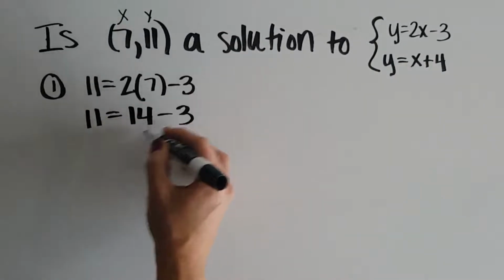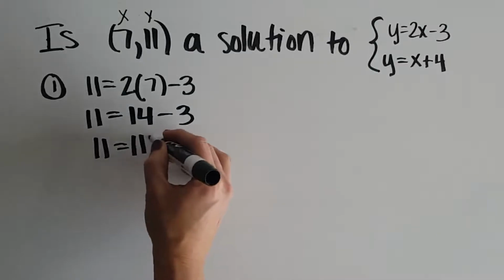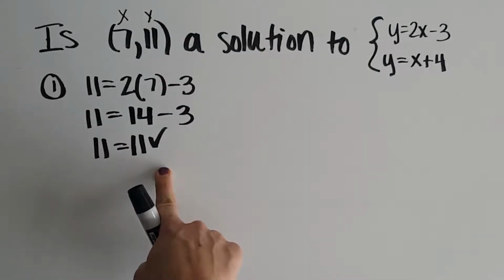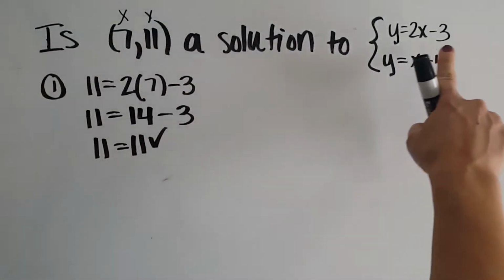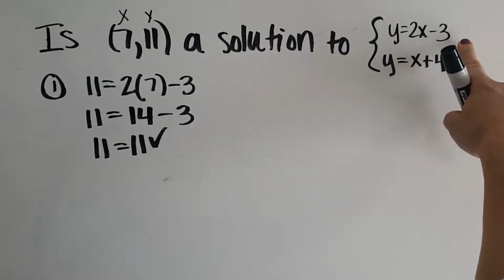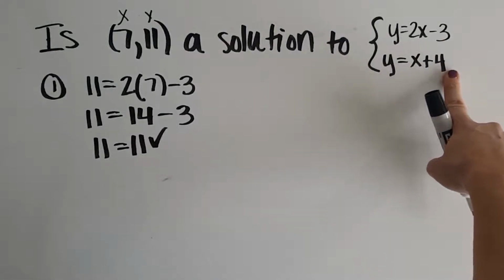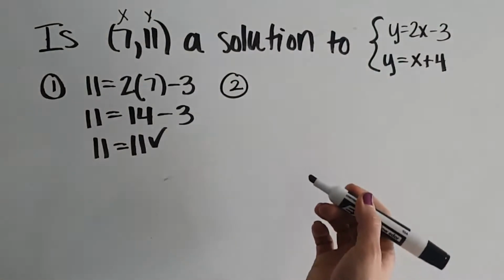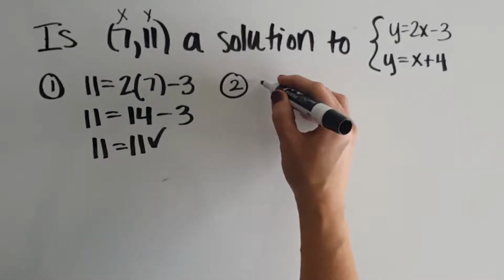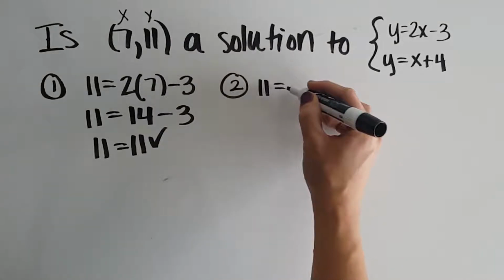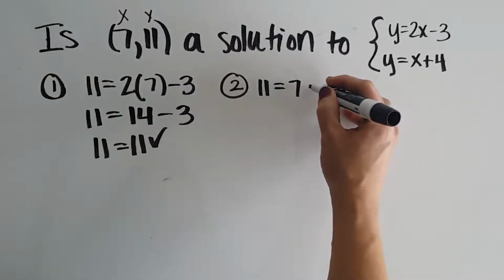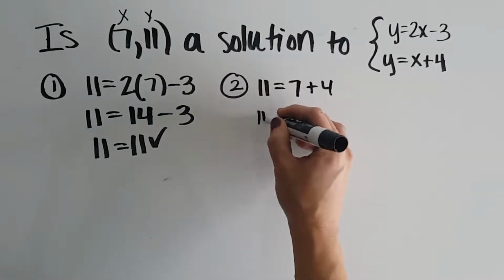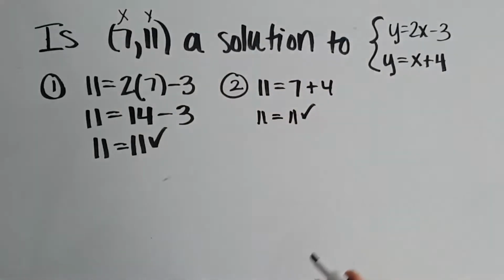So we get 14 minus 3. Well, 11 does equal 11. So this tells me that so far, (7, 11) is a solution to my first equation. But for it to be a solution to the system, it has to work for both of these equations. So now we're going to test it in our second equation in the system. So instead of y, we're going to substitute in 11. Instead of x, we'll substitute 7 plus 4. Well, 11 does equal 11 again.